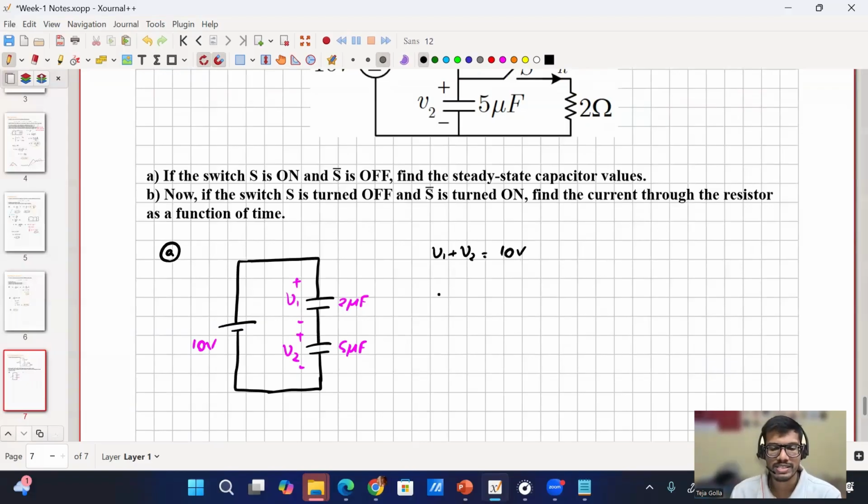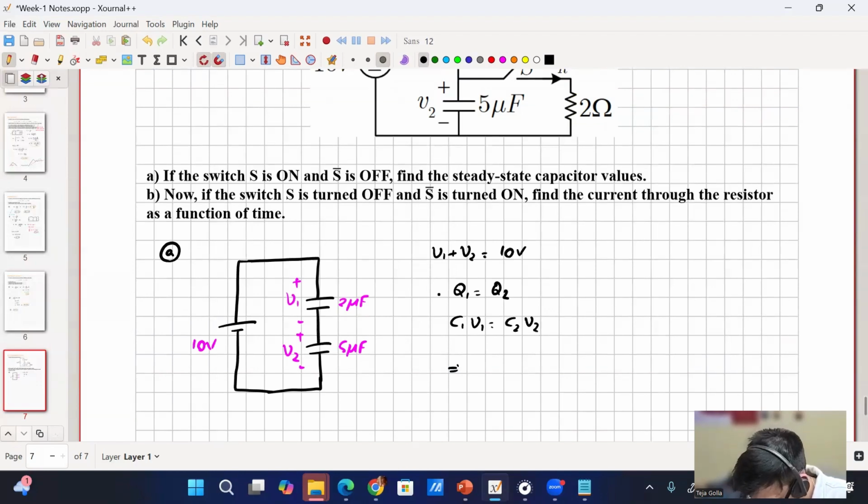Once it reaches steady state, the charge on both the capacitors should be the same. Only once the charge is the same does it mean it has reached steady state. So we get C1 V1 is equal to C2 V2. If you calculate V2, it will be C1 by C2 into V1, which means 2V1 by 5.